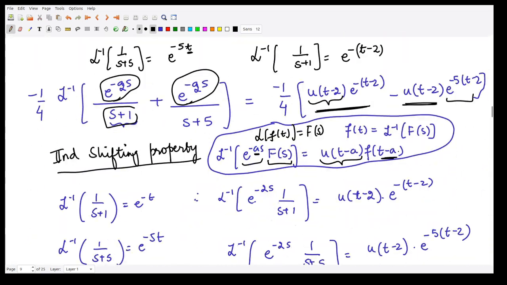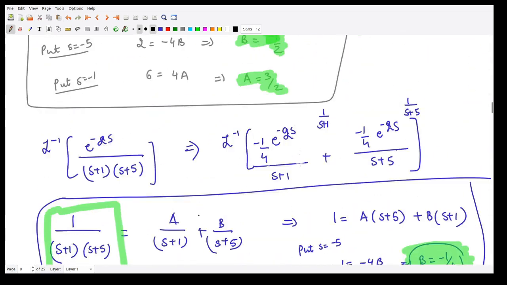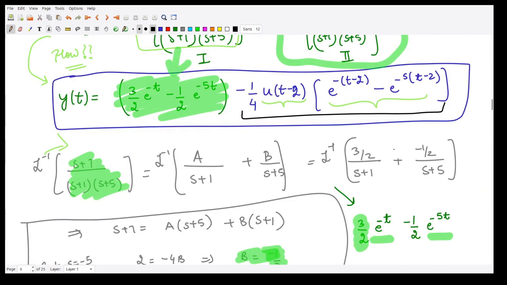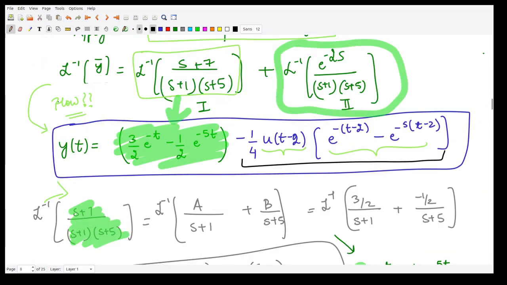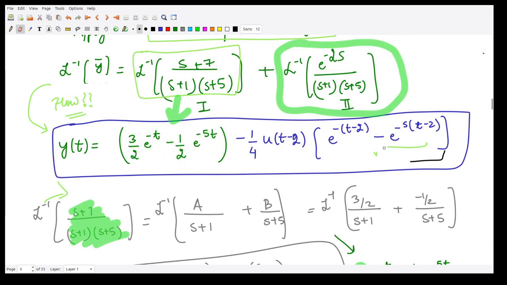So our final answer is equal to the expression given by this term. So this is our final answer: y of t is equal to 3 by 2 e to the power minus t minus 1 by 2 e to the power minus 5t minus 1 by 4 u of t minus 2 e to the power minus (t minus 2) minus e to the power minus 5 (t minus 2). So this is our final answer.